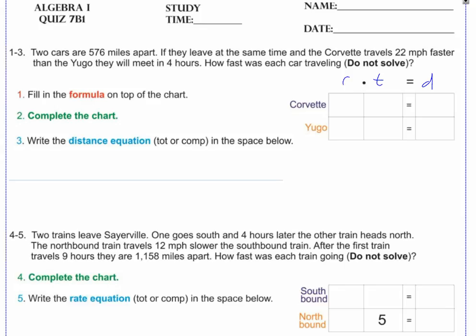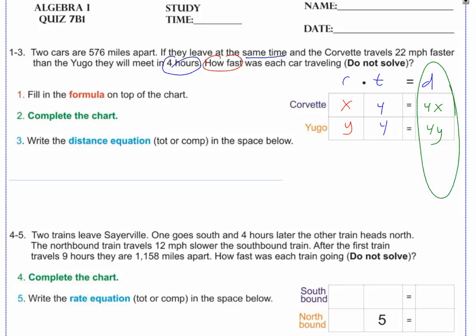All right, the way I taught you, fill in the variable column first. How fast? That's a rate. Rate of the Corvette, rate of the Yugo. Now you've got 4 blocks to deal with. If they leave at the same time, they meet in 4 hours. What's the time? 4 hours. How do you get the distance? Multiply the rate times the time. That's the first 2 questions. Chart's complete.